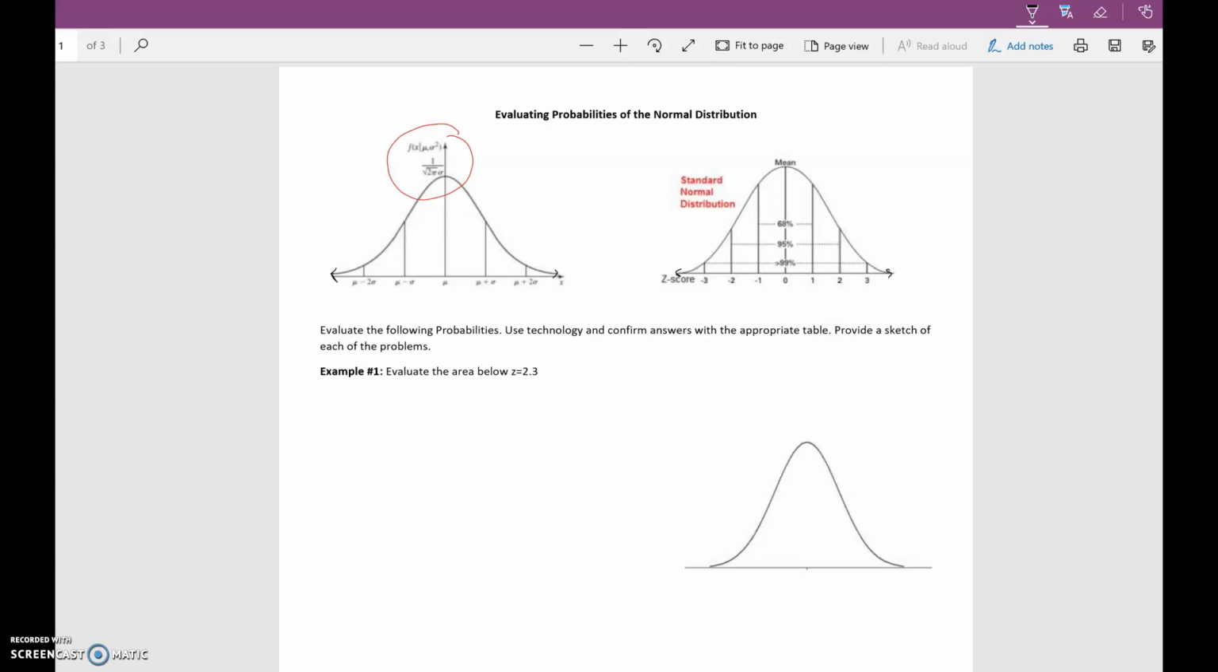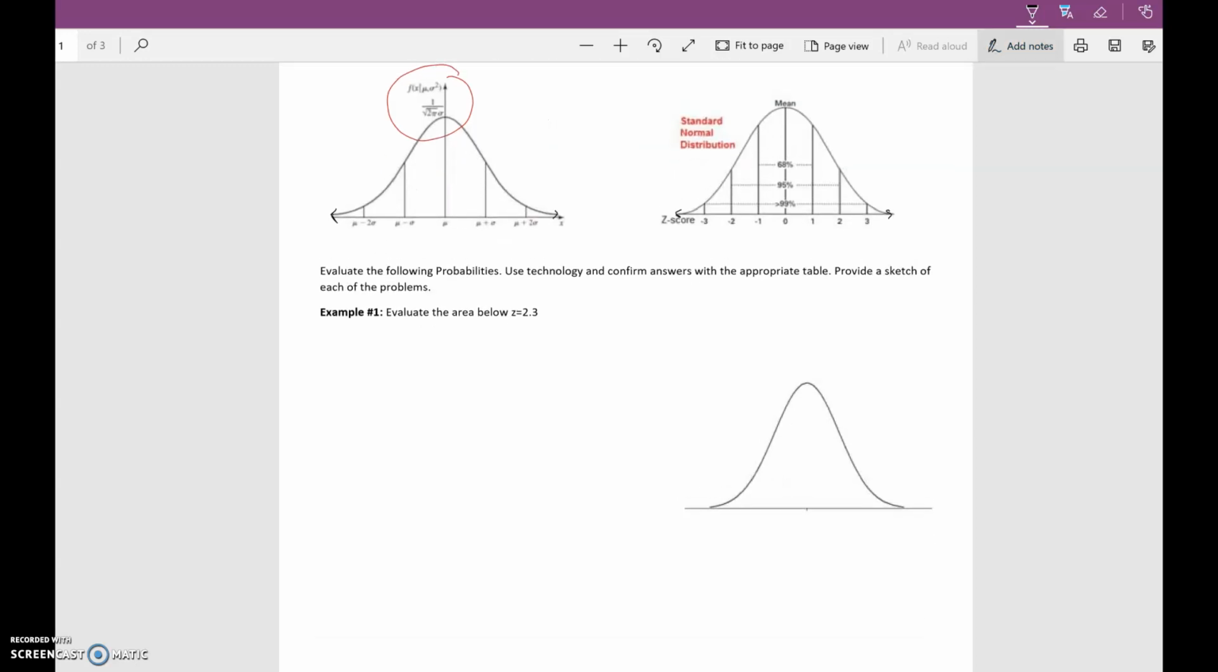Now let's take a look at example 1. And for all of these problems, they're going to be asking the following. So they want you to evaluate the probability, and technically it is understood that probability and area happen to be the same for the terminology that we're going to be talking about in the next sections. They also want us to take a look at the table. I'll show you how to read the table and provide sketches of the probabilities.